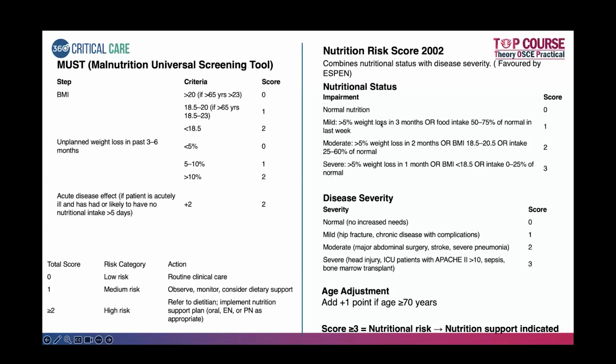So this is how we proceed about the NRS scoring. So nutritional status assessment, disease severity, and age assessment.